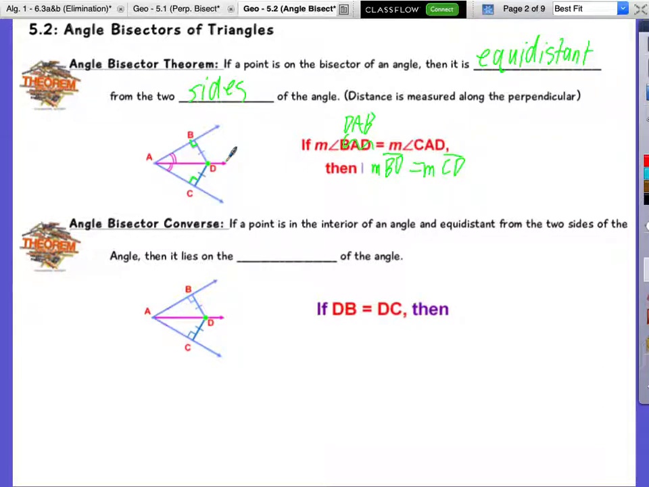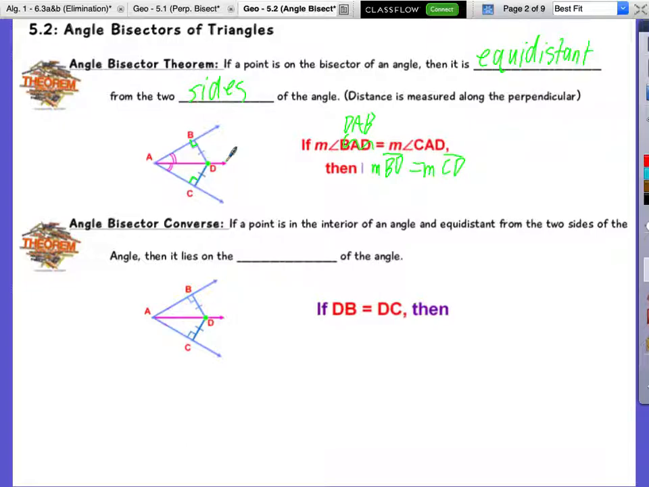So we have to have a converse too. As I say, we have a converse too. So if, then, we're going to have the converse. Our first was if the point is on the bisector of the angle, so that point D is on the bisector, then it's equidistant from the two sides.